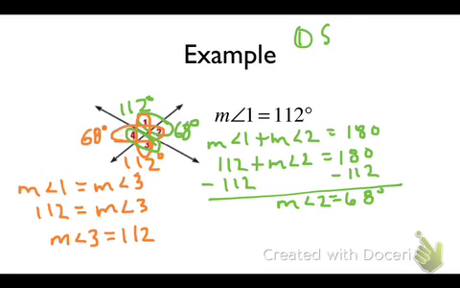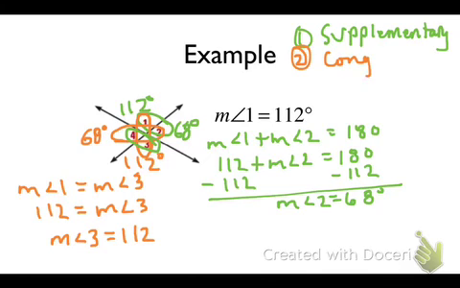Oops, let's spell that right again. They're either going to be supplementary or, thanks to the vertical angles theorem, they're going to be congruent. Okay? So you only have two choices. So if you're going to guess, either congruent or supplementary. Hopefully you see that the linear pairs are supplementary and the vertical angles are congruent.